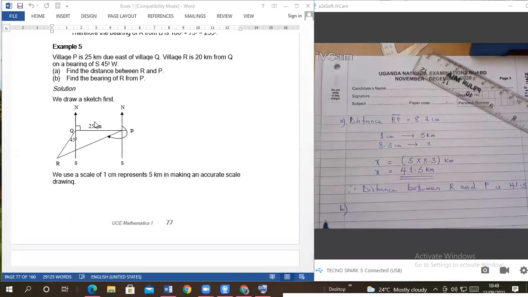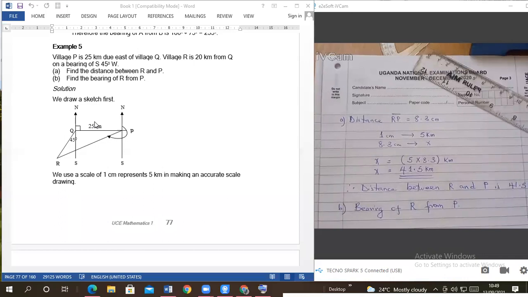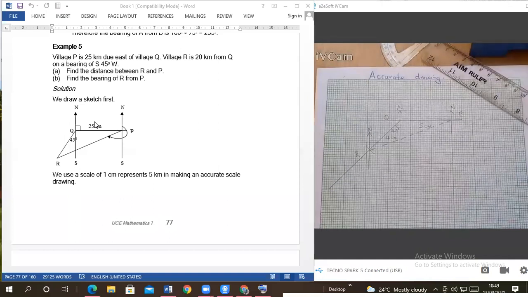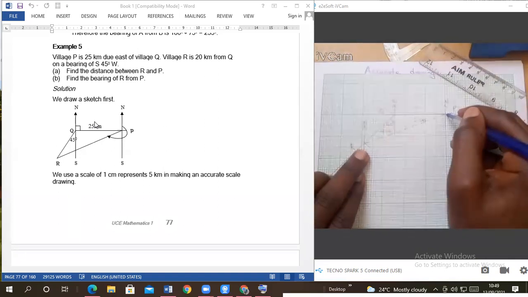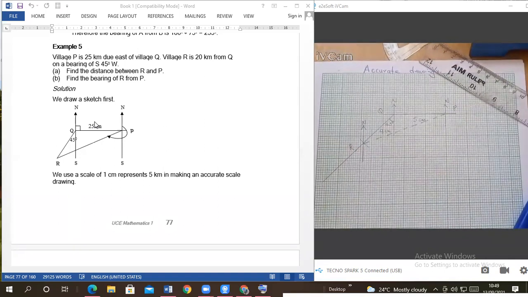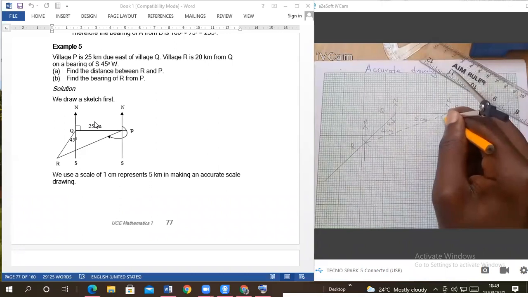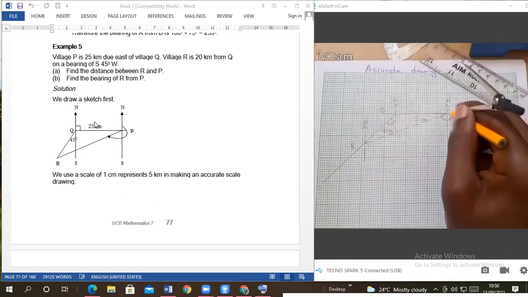In part B, what do they want? They want the bearing of R from P. Where they have said from, you start your measurement from there. So you come in here from point P, which is here. This is the bearing they want. Members, have you seen that? This is what they want.